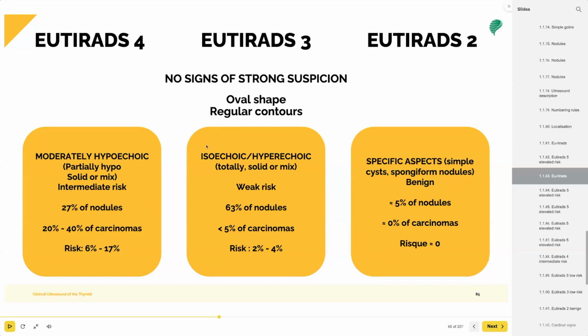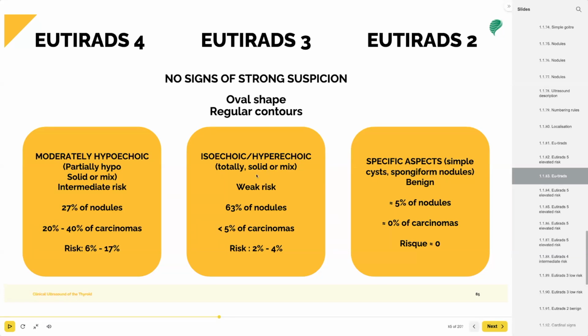Okay, and this slide is showing grade 4, grade 3, and grade 2. So grade 4 would be moderately hypoechoic, partially hypo, solid, or mixed. About 27% of nodules fall into this category. 20 to 40% are carcinomas. The risk is about 6 to 17%.